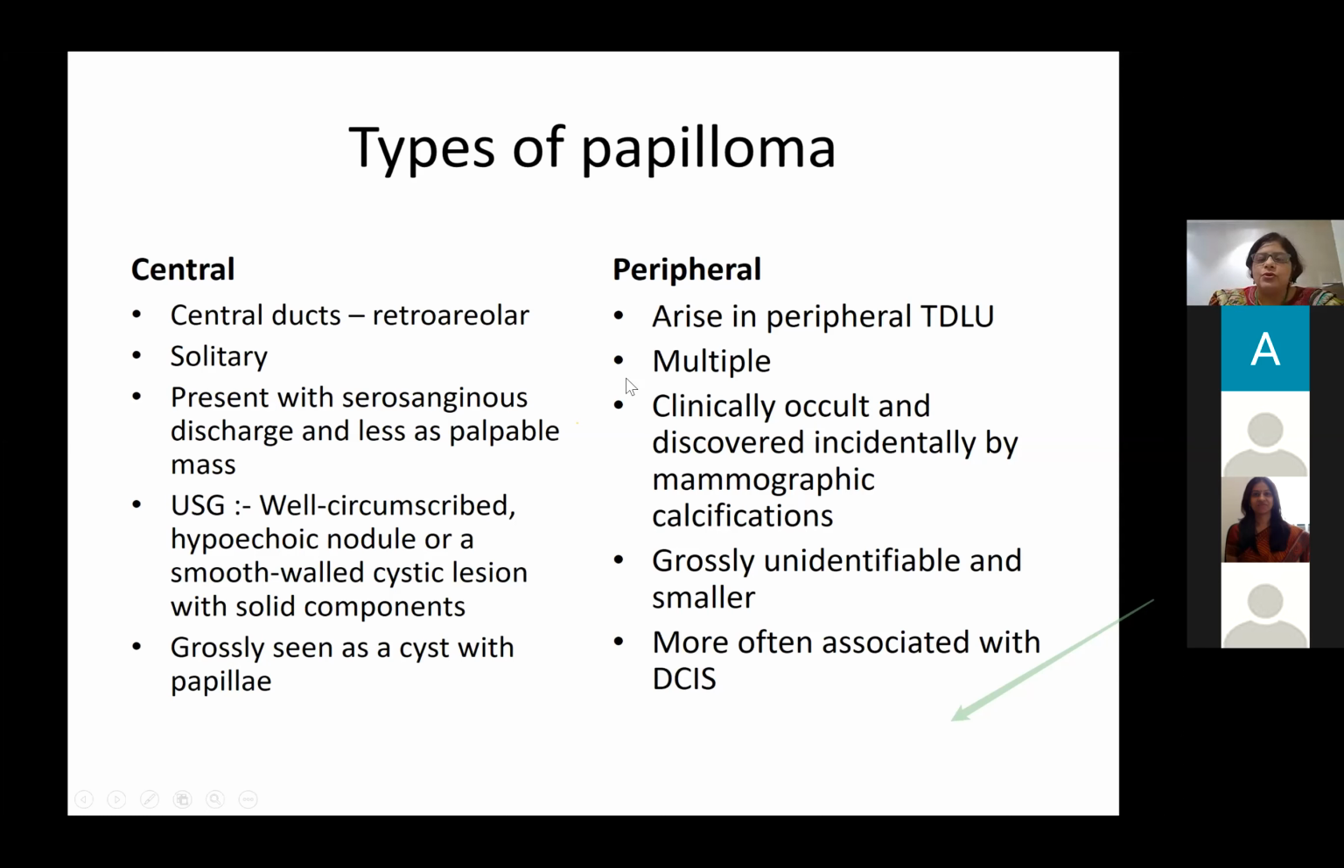The one that is notorious is the peripheral papillomas, because these are multiple, these are occult, and they usually come as mammographic lesions like calcifications. They are unidentifiable and sometimes they are very small. And these are the ones that often have ADH or DCIS in the adjacent breast, and these are the ones that become a problem in diagnosis.